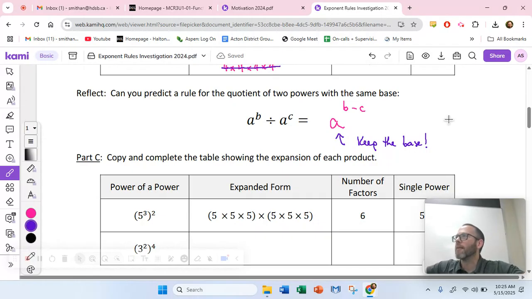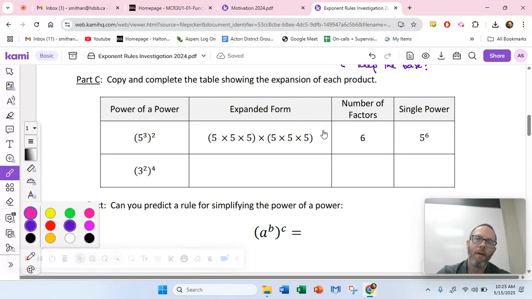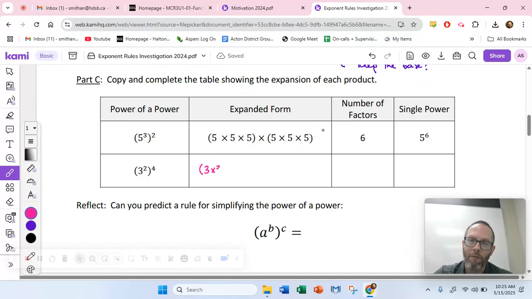We're running out of operations, everybody. There's only so many. I wonder what the rule will be when we do a power of a power. I've done one example here. 5 cubed all squared. That just means 5 cubed times itself, or 5 times 5 times 5 times 5 times 5 times 5. That's 6 factors of 5. 5 to the power of 6. I wonder what will happen if we do 3 squared to the power of 4. 3 squared is 3 times 3. Do that 4 times.